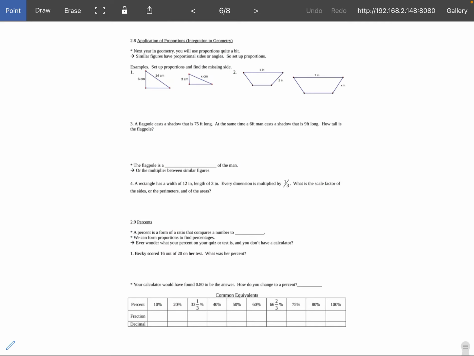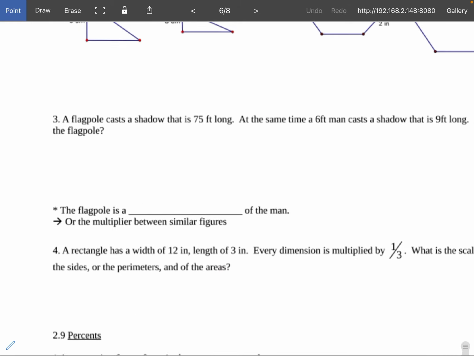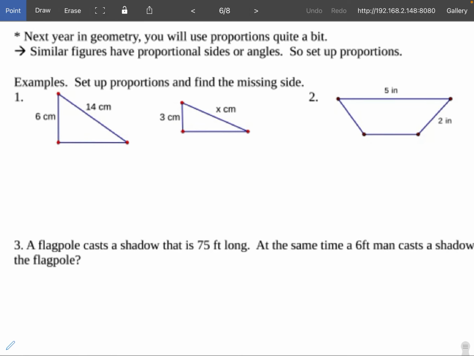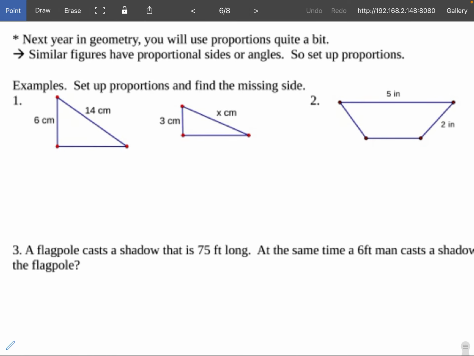So that was all that stuff. That was a lot. That's all the stuff for 2.7. So turn the page, and we'll look at 2.8. So 2.8 only has 4 examples. So hang in there with me. 2.8.